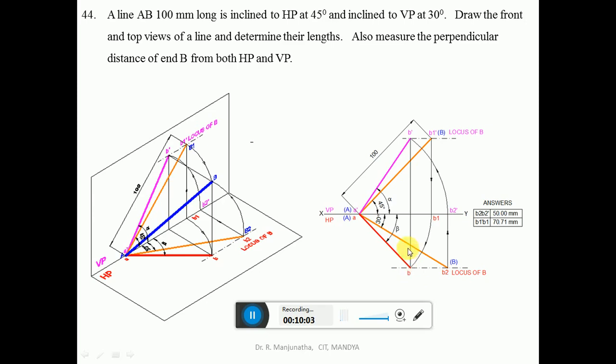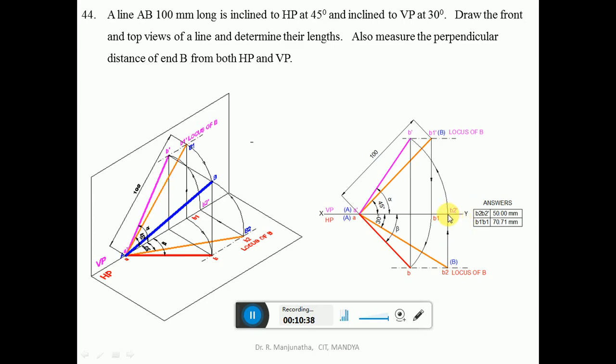Similarly, you mark this as the beta inclination. Similarly, now we need to consider the front view. To find the front view, we need to take the top view true length. The top view true length is AB2. So that is true length in HP, which means it should be parallel to HP. So A dash is in HP and also B2 dash should also be in HP. Therefore, you draw a vertical projector from B2 to the XY line and you mark this point as B2 dash.